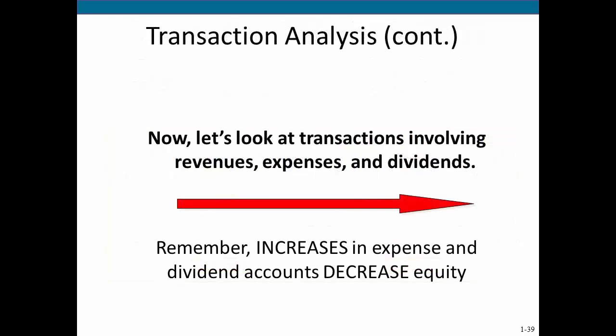To this point, we have not looked at transactions involving revenues, expenses, and dividends. In the next few slides, we will address these accounts. Remember, increases in expense and dividend accounts decrease equity.